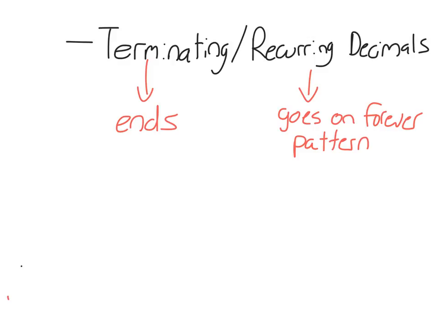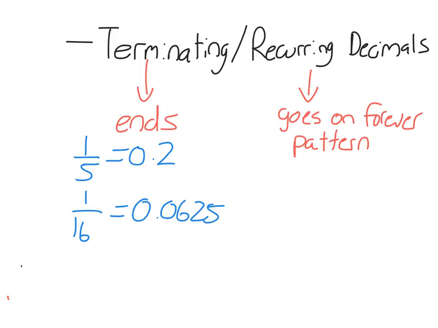So examples of terminating decimals. 1 over 5 has a terminating decimal because it's 0.2. One number after the decimal point and then it ends. 1 over 16 has a terminating decimal. It's 0.0625. Now there are 4 numbers after the decimal point.